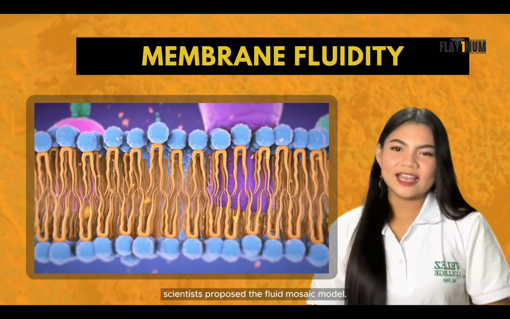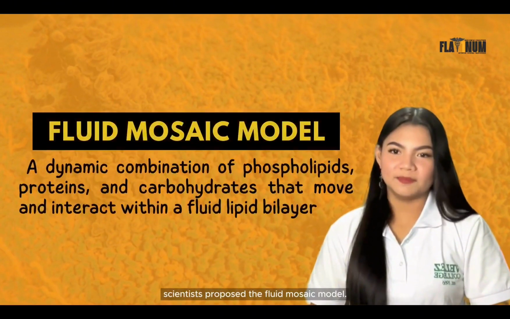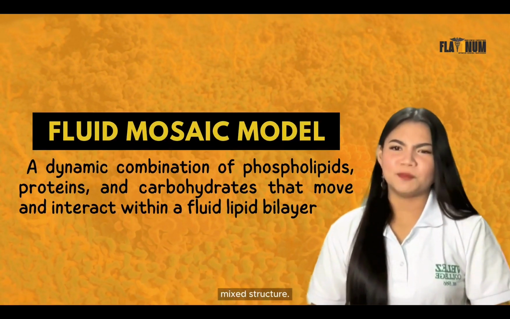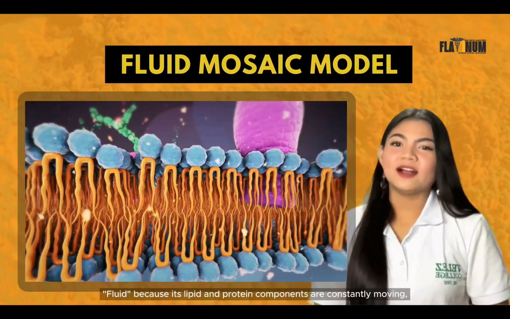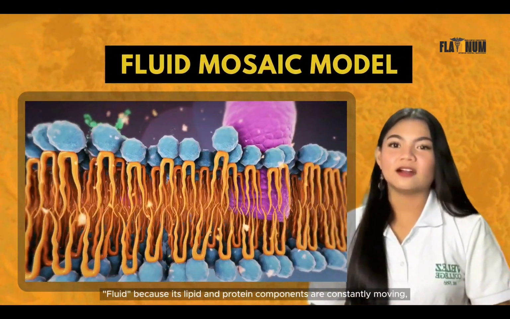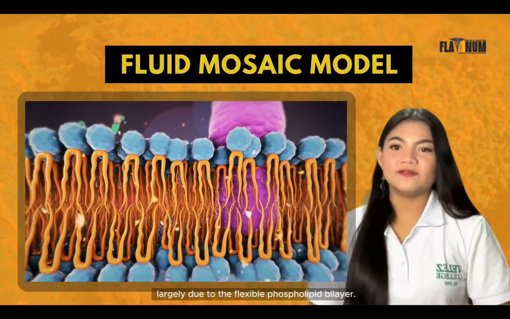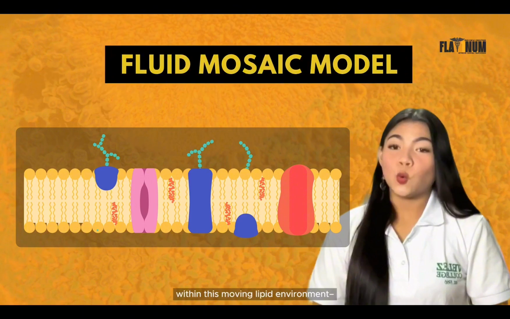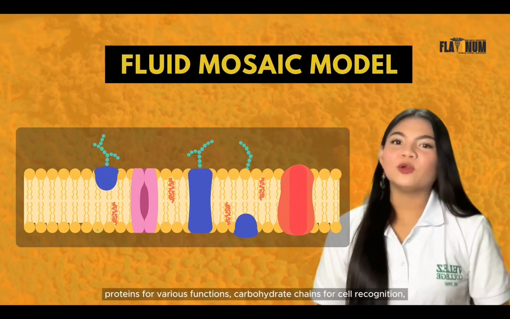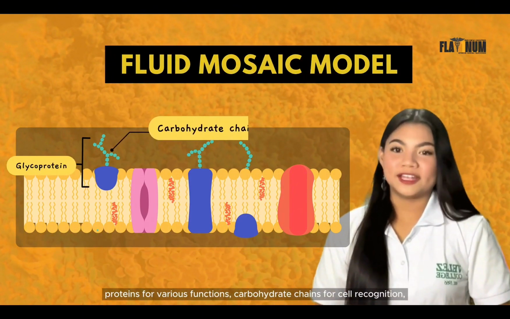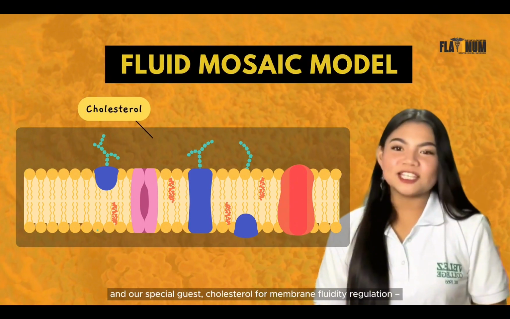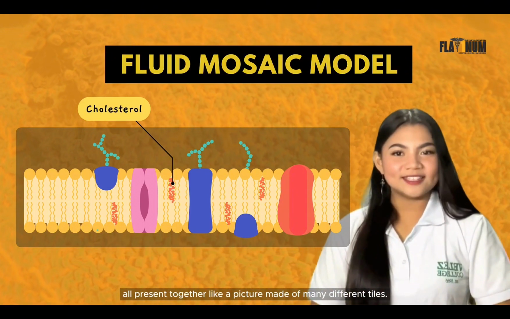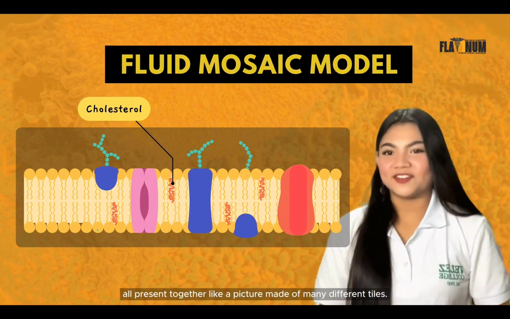To make sense of this, scientists proposed the fluid mosaic model. The fluid mosaic model depicts the cell membrane as a dynamic, mixed structure. Why fluid mosaic? Fluid because its lipid and protein components are constantly moving, largely due to the flexible phospholipid bilayer. Mosaic because of the diverse embedded molecules within this moving lipid environment. Proteins for various functions, carbohydrate chains for cell recognition, and our special guest, cholesterol, for membrane fluidity regulation, all present together like a picture made of many different tiles.